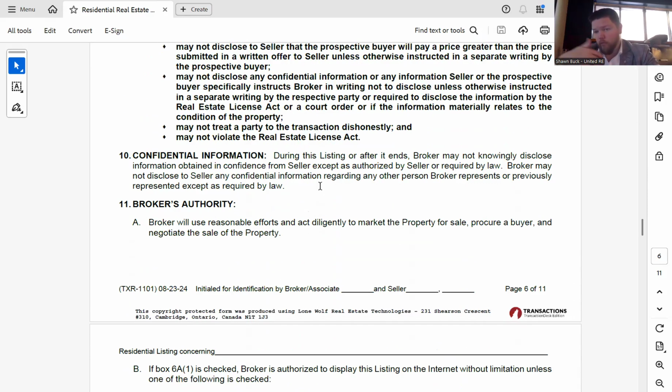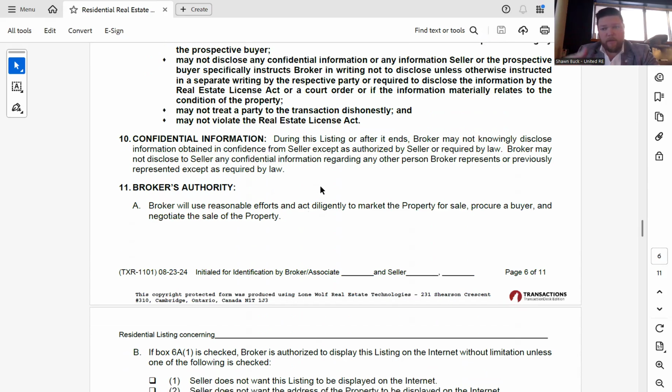Confidentiality, anything when representing the seller, it's what we say is confidential and we're only allowed to tell people if we were given permission to.